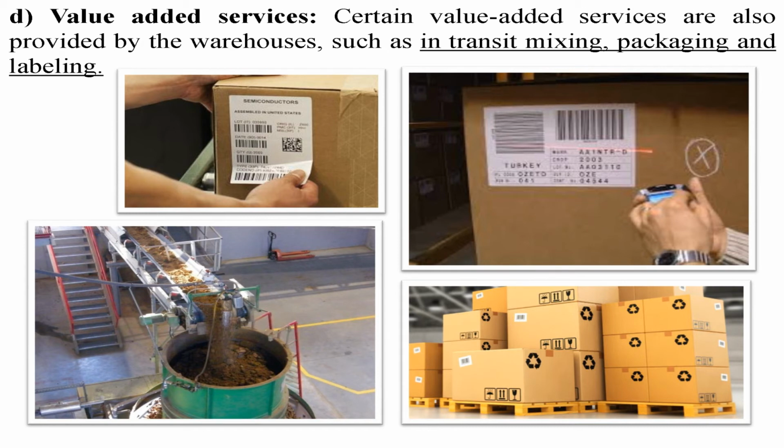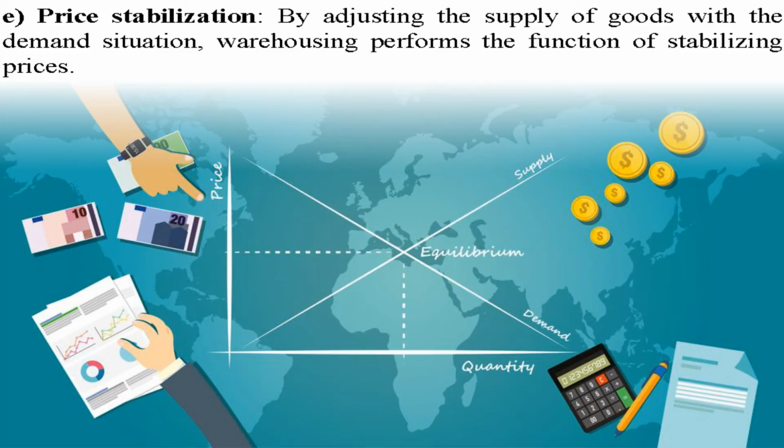Next one is value added services. Certain value added services are also provided by warehouses, such as in-transit mixing, packing and labeling. Next one is price stabilization. By adjusting the supply of goods with the demand situation, warehousing performs the function of stabilizing price.